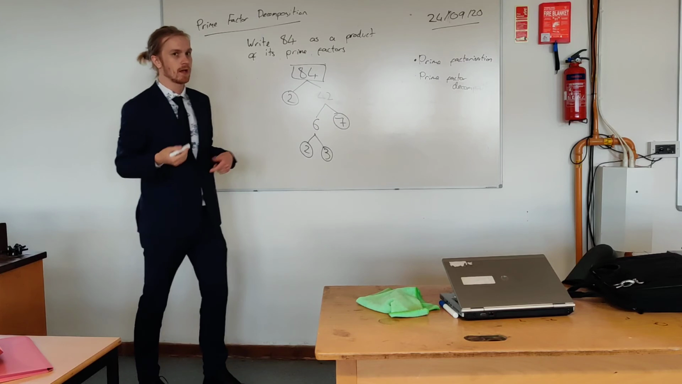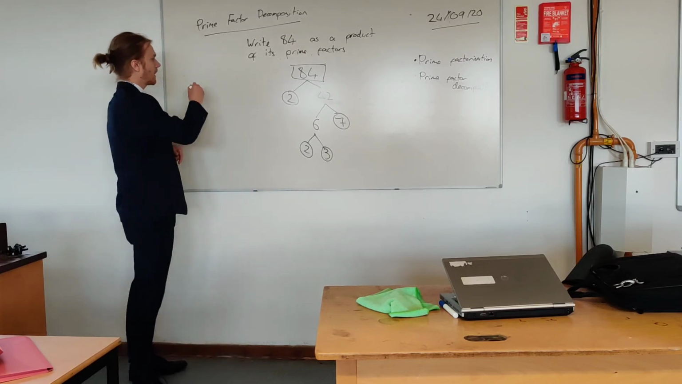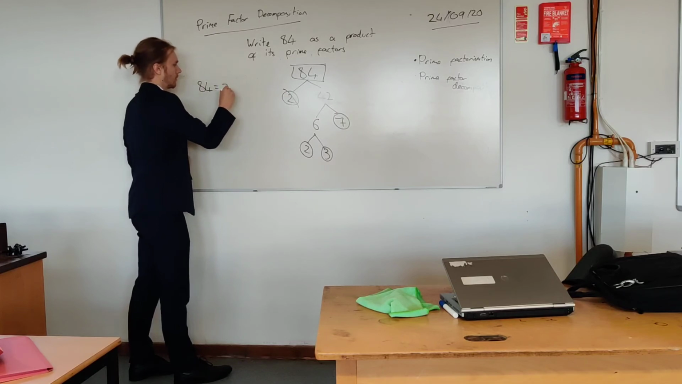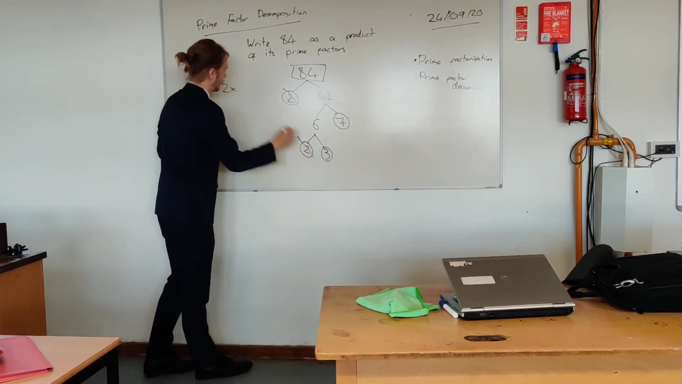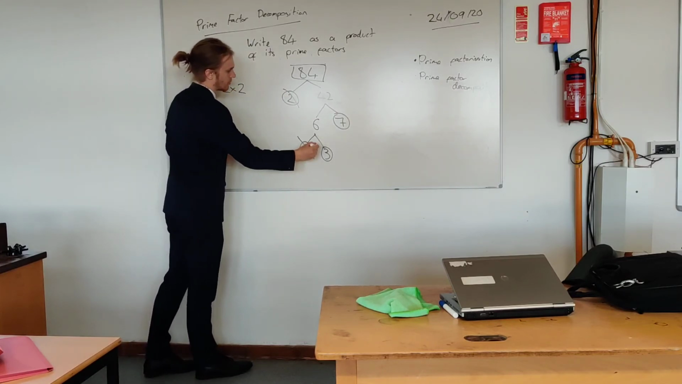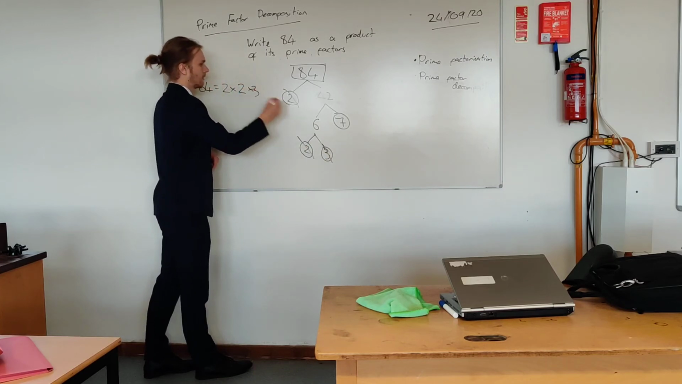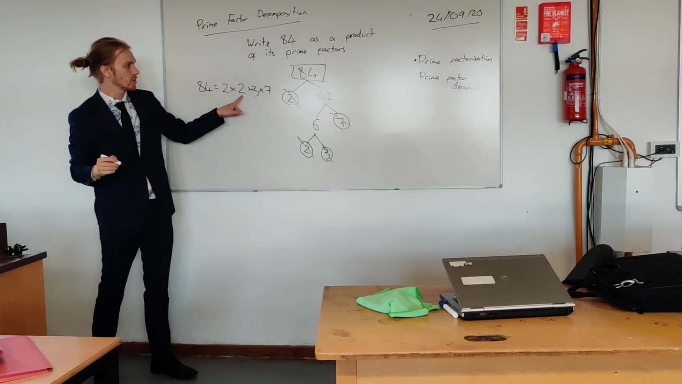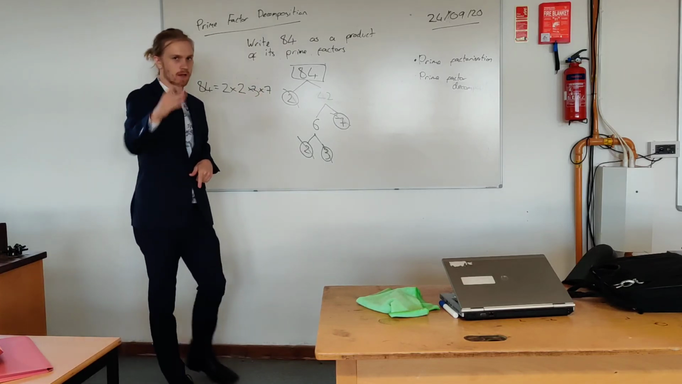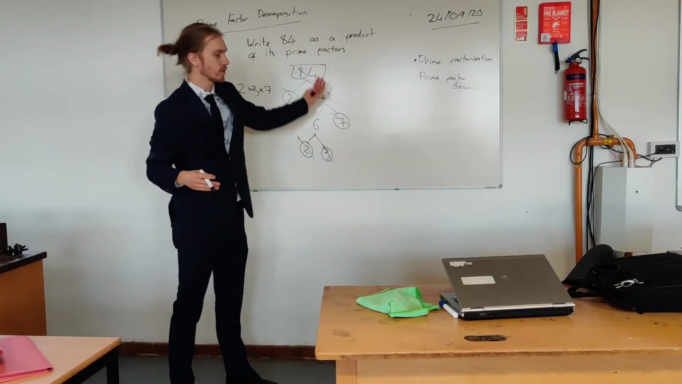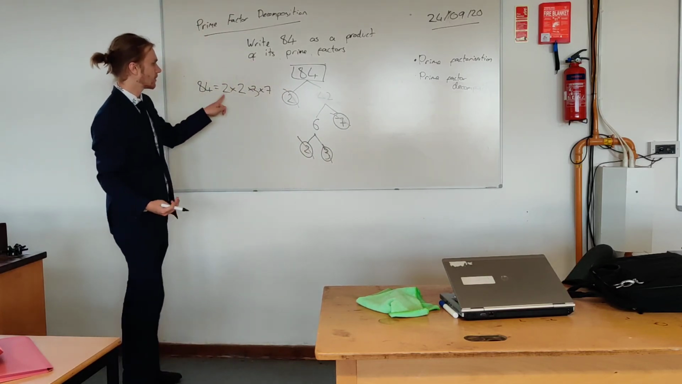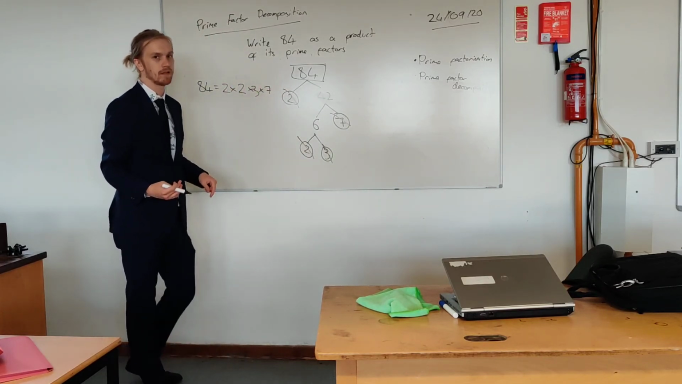I've done my tree. The last thing left is for me to write my final answer. 84 equals 2 times 2 times 3 times 7. So if you've got 84 equals 2 times 2 times 3 times 7, give yourself a massive tick. It doesn't matter if your tree was exactly like mine, or if you did your tree in a different order to mine, you've got 2 times 2 times 3 times 7, that's brilliant.